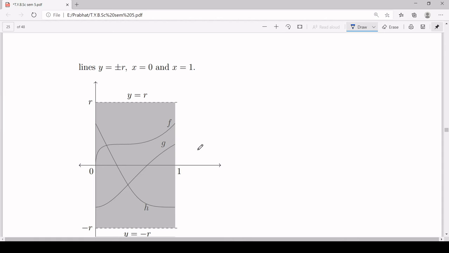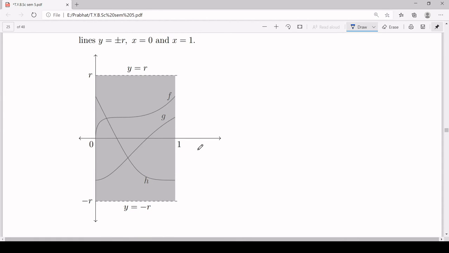So the graph of f should lie in the region bounded by y equal to r, y equal to minus r, and the line x equal to 0 and then x equal to 1. Remember, y equal to r and y equal to minus r are shown dotted. That means they are not part of our region. So did you get it?